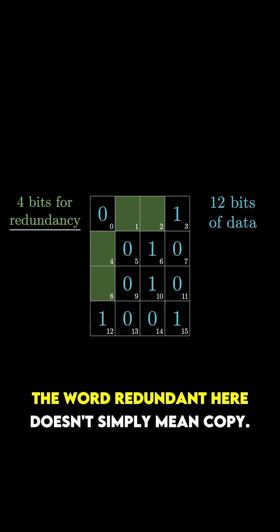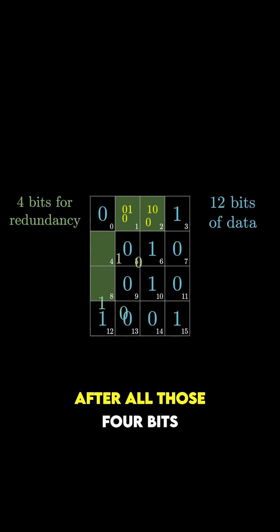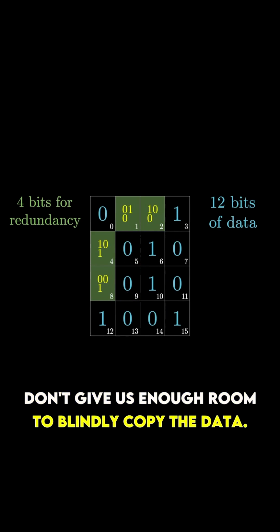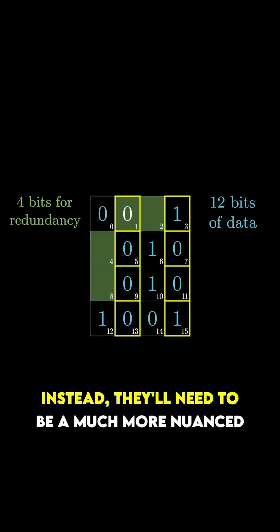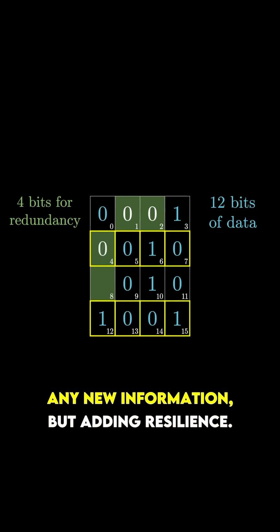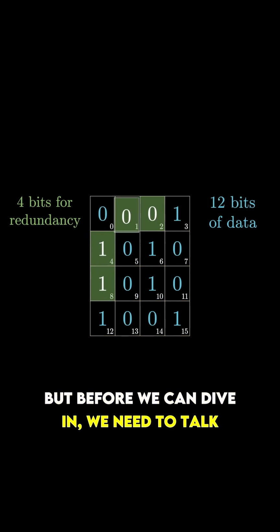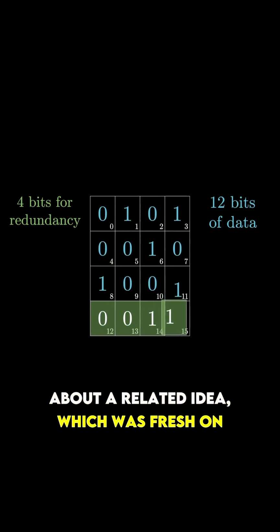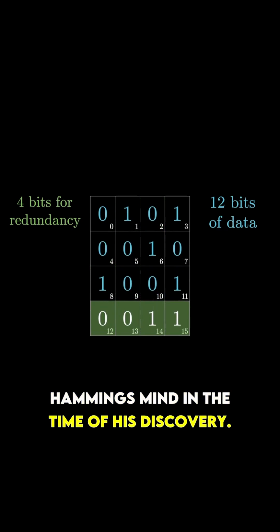The word redundant here doesn't simply mean copy. After all, those 4 bits don't give us enough room to blindly copy the data. Instead, they'll need to be a much more nuanced and clever kind of redundancy, not adding any new information, but adding resilience. But before we can dive in, we need to talk about a related idea which was fresh on Hamming's mind in the time of his discovery.